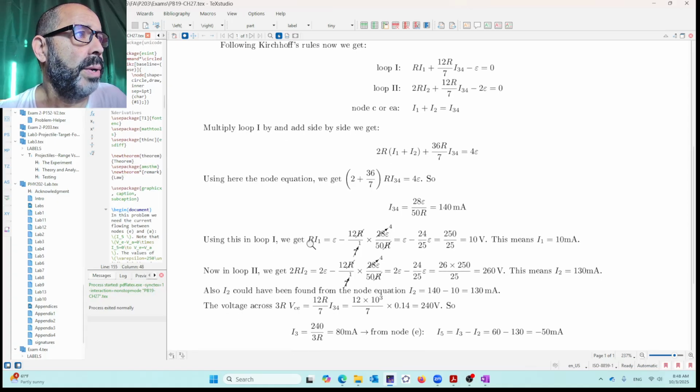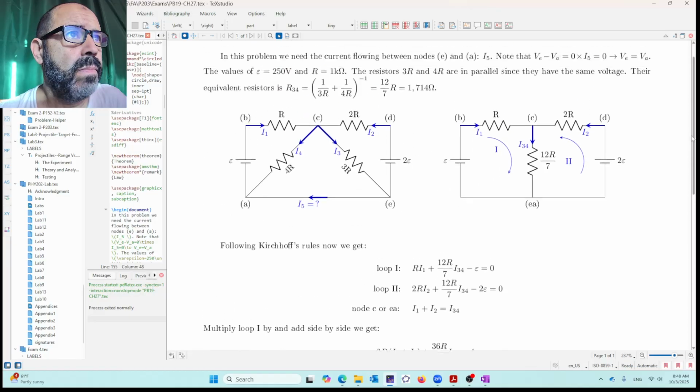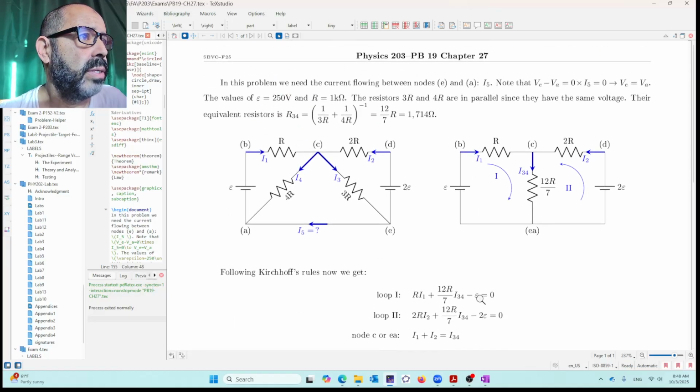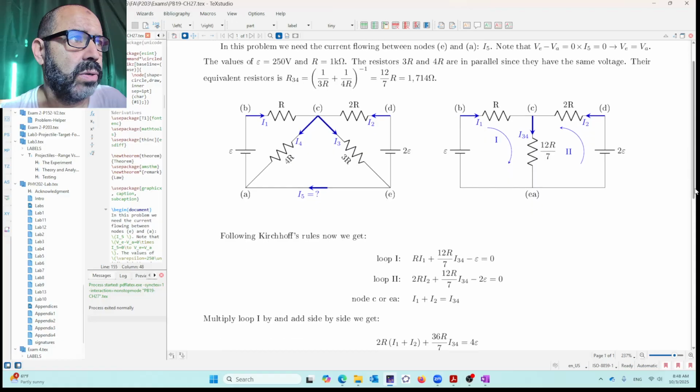So using loop 1, we got R I1 from this equation. R I1 is the EMF minus this whole thing. And we just found I34. So I34 is 140 milliamp. The milli cancels the kilo. So it's just left with 140 divided by 7, which is 20. Is it 20? 147 divided by 7? Yeah, it's 20. And don't forget you're going to subtract it from the EMF. So this is basically what the algebra is going to look like.